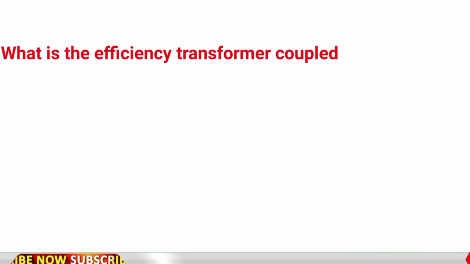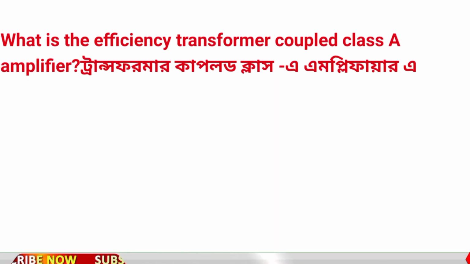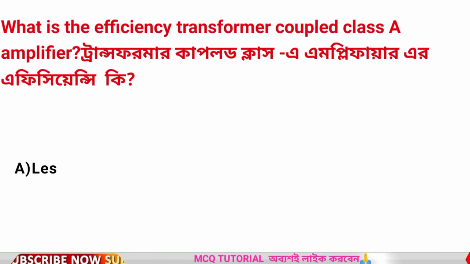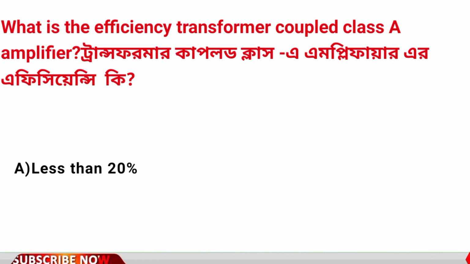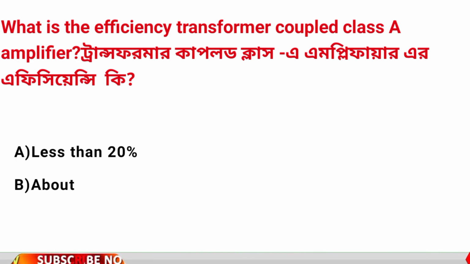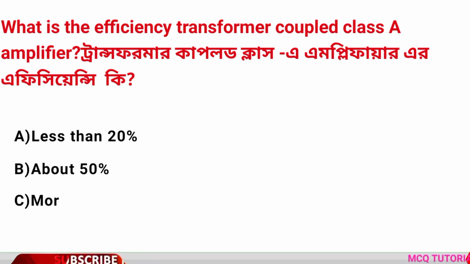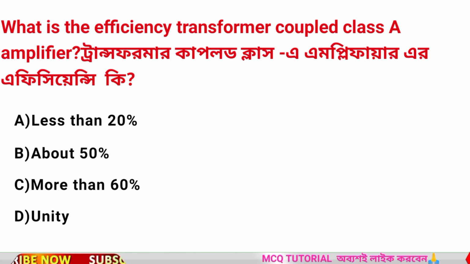What is the efficiency of a transformer coupled Class A amplifier? Option A, less than 20%. Option B, about 50%. Option C, more than 60%. Option D, unity.